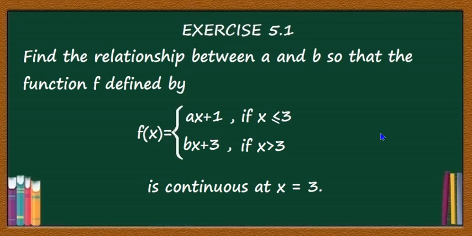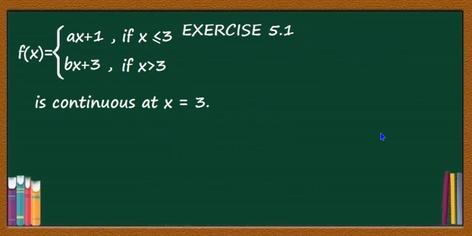Here this is a slightly different question. Instead of verifying the continuity, here it is given that the function is continuous. You have to get the relationship between a and b. Now, the given function is f of x equal to ax plus 1 if x is less than or equal to 3, bx plus 3 if x is greater than 3, and it is continuous at x equal to 3. And if the function is continuous, then you know that the left hand limit, right hand limit and value of the function are the same.